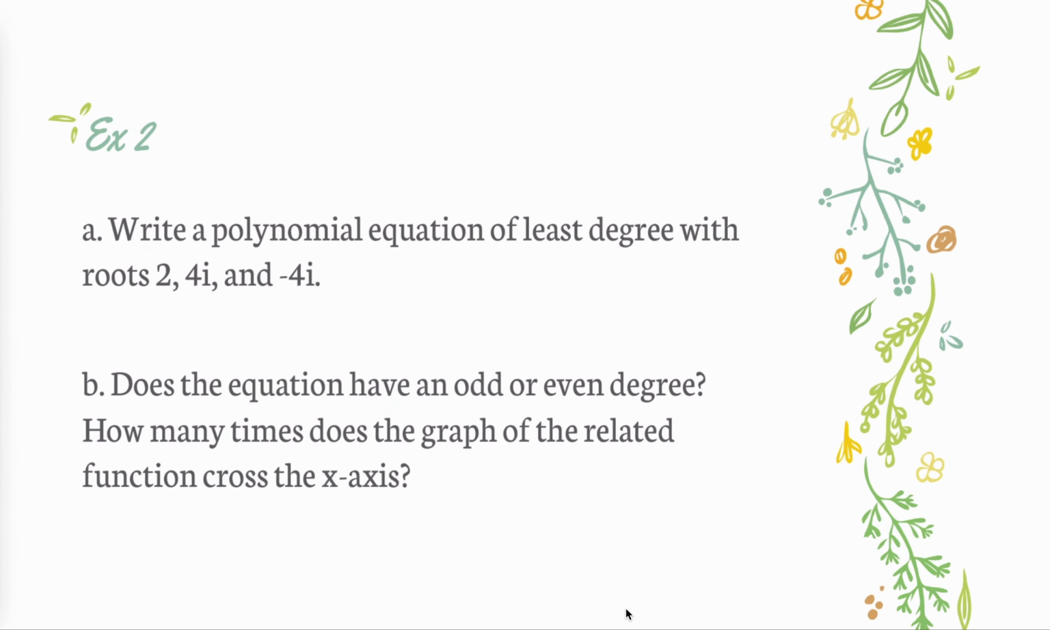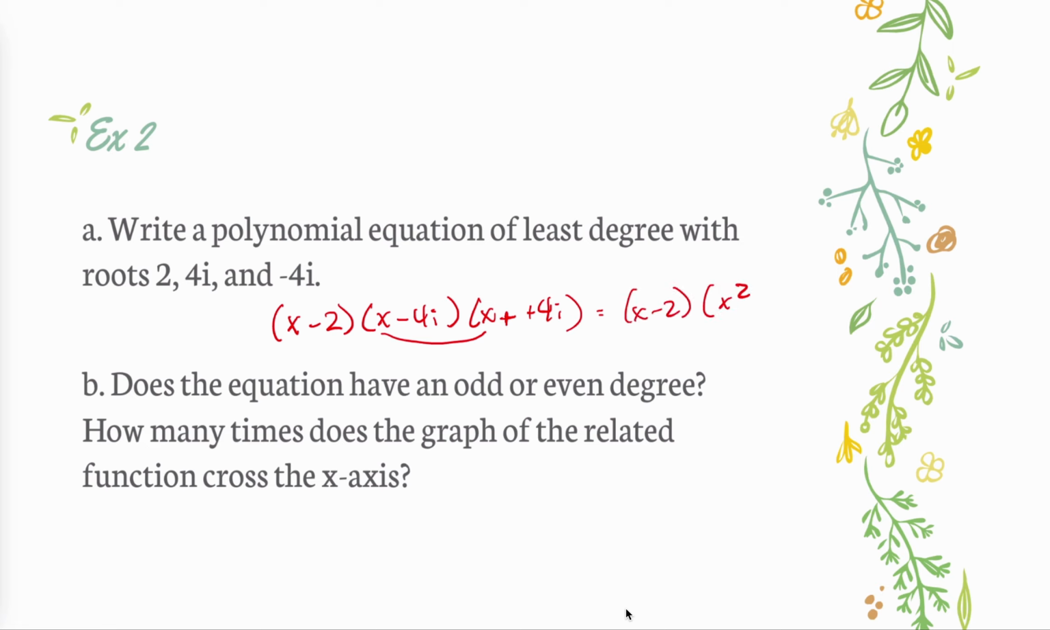Write a polynomial equation of least degree with the roots 2, 4i, and negative 4i. So, literally, we can just make this x minus 2, x minus 4i, and x minus negative 4i, which would be plus 4i. And then we've got to FOIL it. FOIL the imaginary parts first.